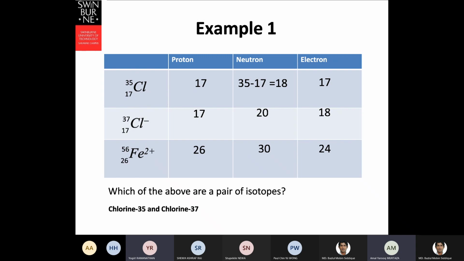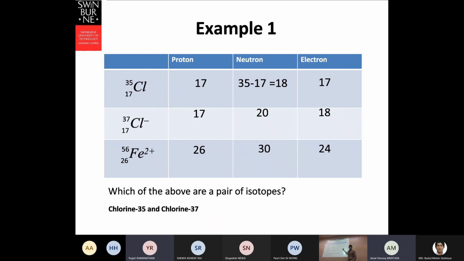Chlorine is chlorine. At the bottom left corner, that is the number of protons, and top left is the mass number. So we see that protons are 17, it's written here actually. So neutron is 18, and here neutron is 20. And electron is 17 and electron is 18 here for the two different ones.